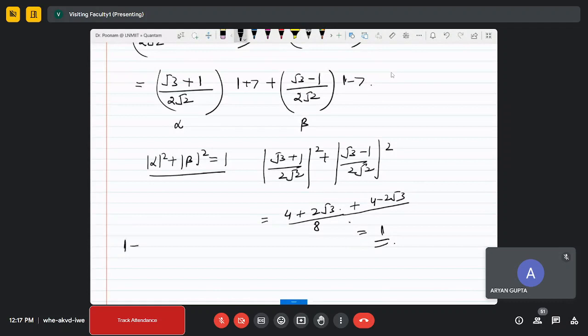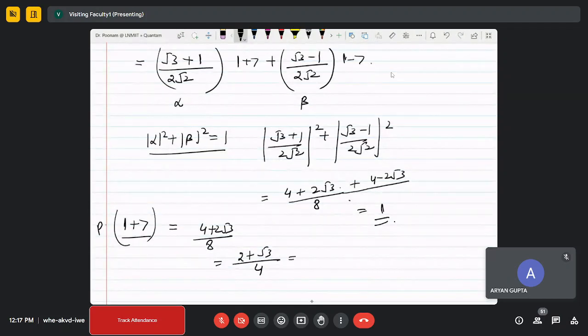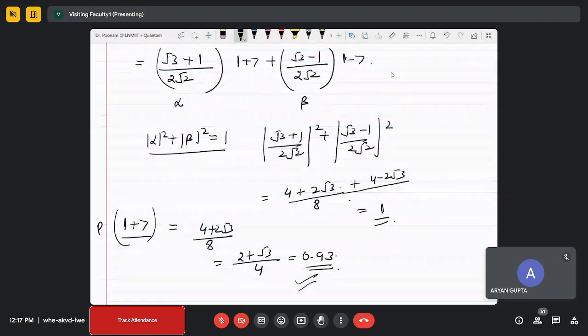Now the probability of plus, if I simply solve it, is 4 plus 2 root 3 upon 8, so you can say 2 plus root 3 upon 4, and if you solve it you will get the value as 0.93. And yes, when we find the angles and all, it is 30 degrees near to the positive x-axis, and now you can have the probability.